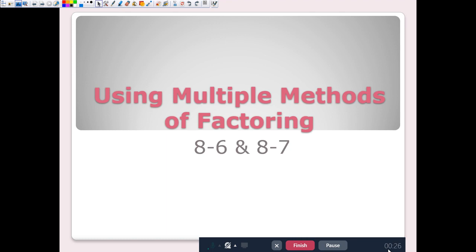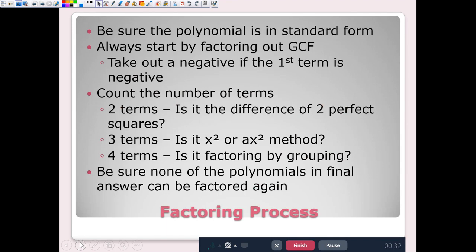We're going to be checking to see if there's a GCF. That's going to be the first thing that we do after we put our polynomial in the correct form. So our steps are, be sure that the polynomial is in standard form. So it goes from highest degree to lowest degree. Okay? And that means your lowest degree would be the term without any variables.